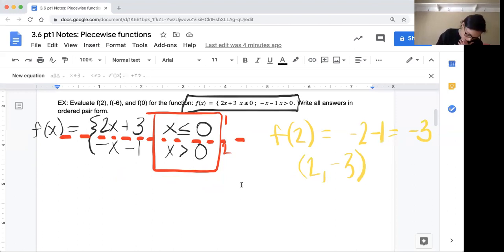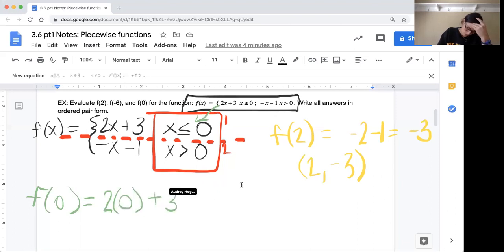All right, what about f of 0? Okay, well, does 0 fall in the domain of function 1 or function 2? Well, it's going to fall in the domain of the function that has the inequality that includes the equals, right? So that's going to be function 1, because x is less than or equal to 0. So when x is equal to 0, that's going to fall into the domain of 2x plus 3. I plug in 0 for x. 2 times 0 plus 3 is equal to 3. And so I know that my coordinate point for f of 0 is going to be 0 for my x value, and 3 for my y.